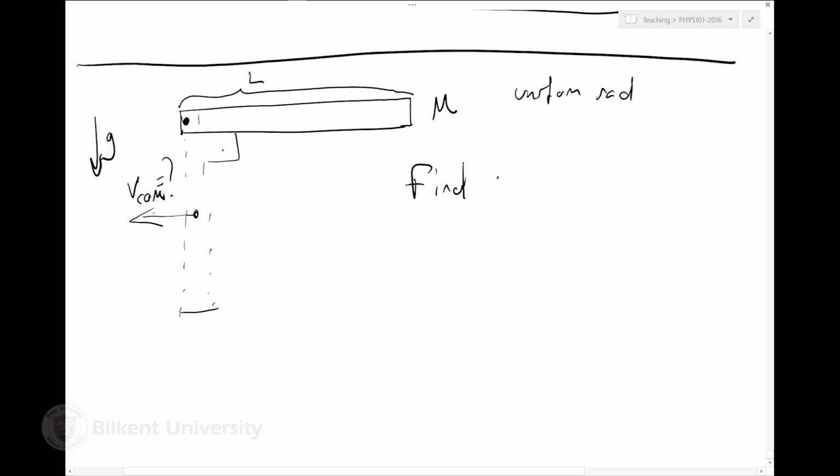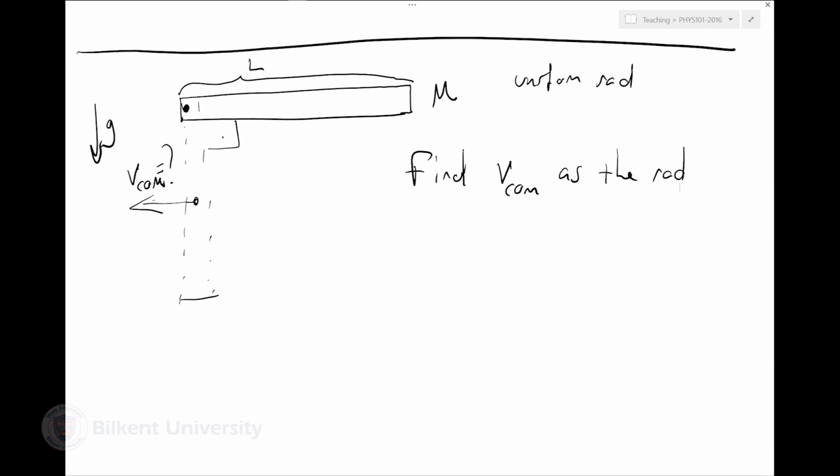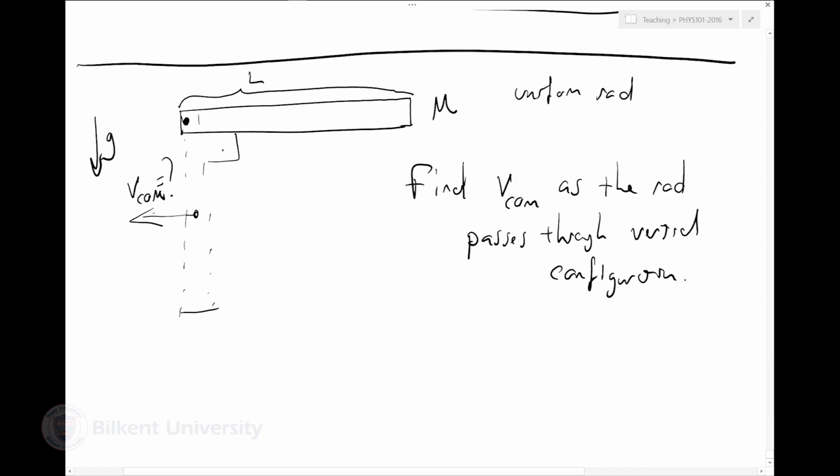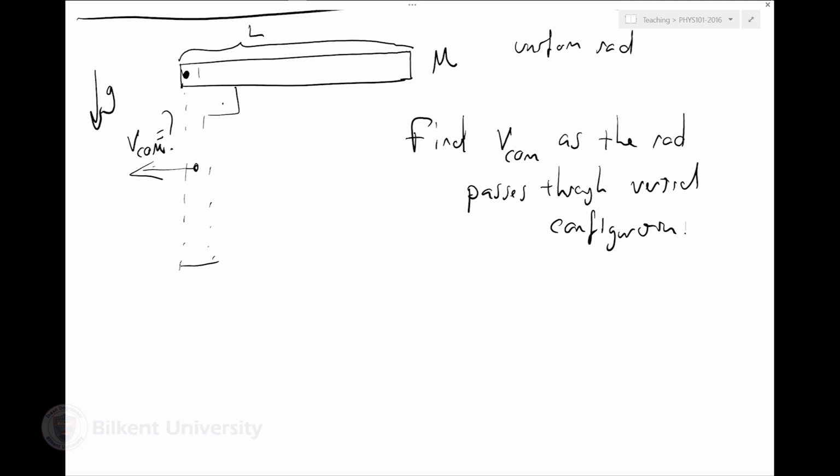Find V COM as the rod passes through the vertical configuration. How are we going to do this? Yes. Louder, please. I could not hear you. Yes, we can use energy conservation.